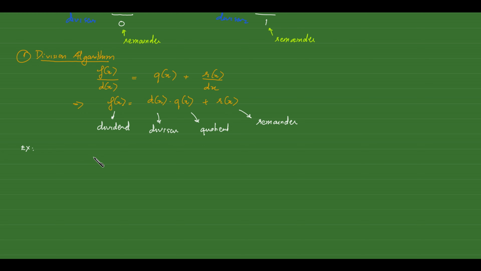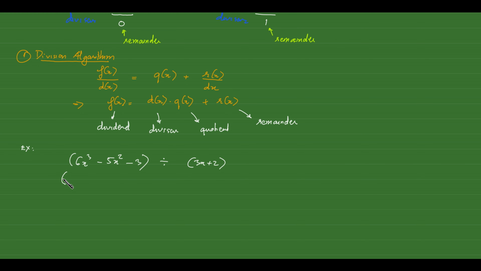What if I have f(x) like this, a dividend like this: 6x to the third minus 2x squared minus 3, and I want to divide it by this polynomial. So I have a dividend and a divisor. All of these are polynomials: second degree, first degree, and third degree.